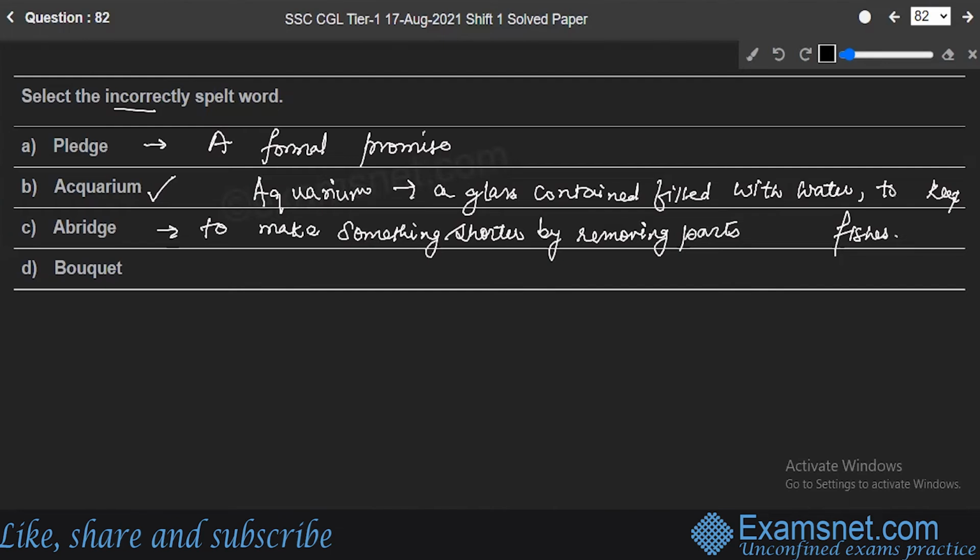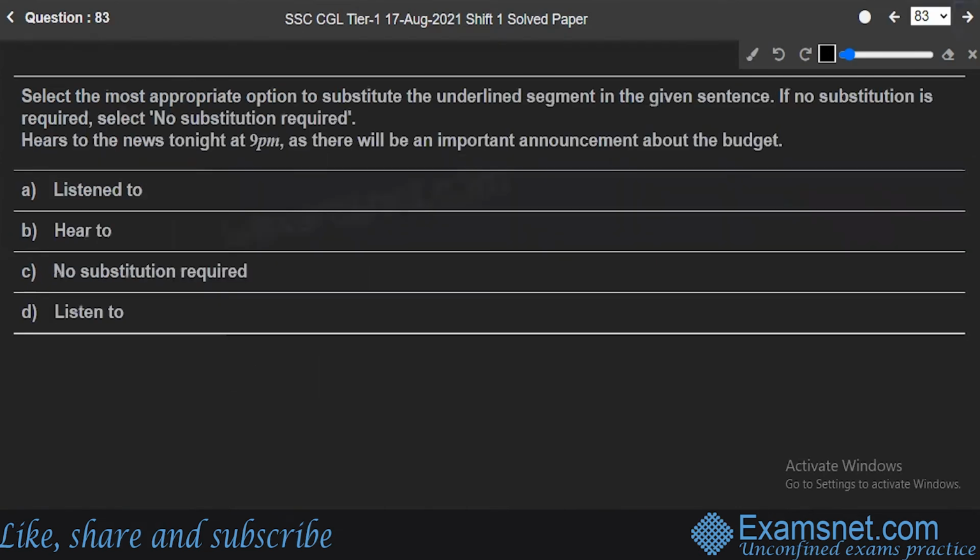And bouquet, this is a bunch of beautiful flowers, which are made for the purpose of gifting to someone, which are arranged in a very attractive and beautiful manner. So, option B is the answer to the question. All right, hope you're clear with this. Then let's move to the next question, number 83.